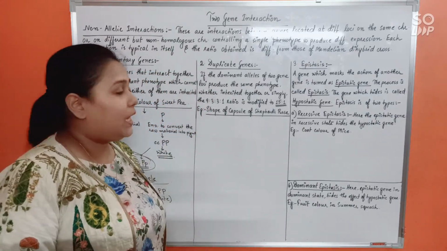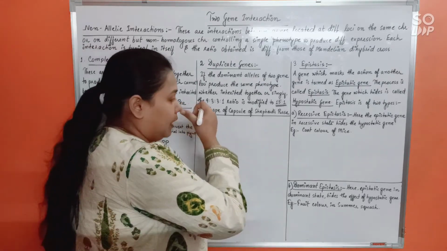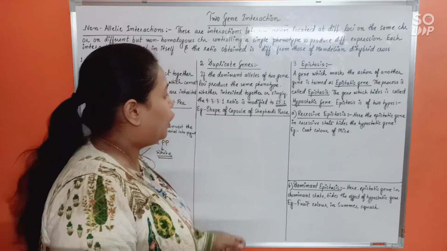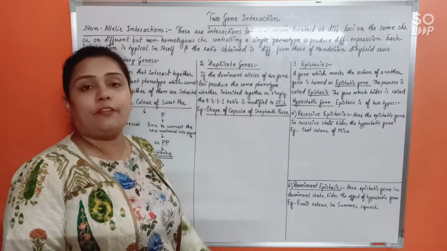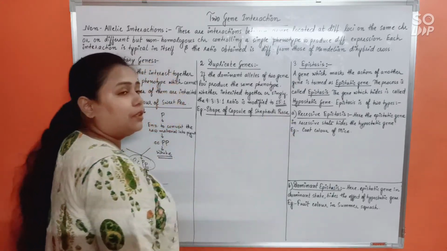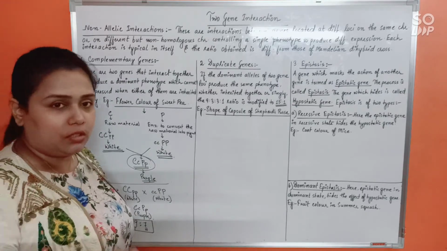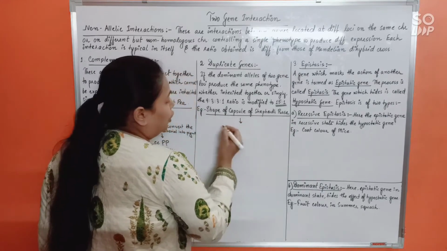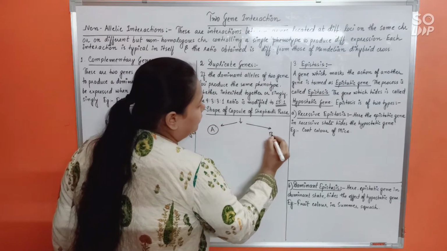The example that we are taking here is the shape of the capsule of shepherd's purse, Capsella bursa-pastoris. That's the scientific name of shepherd's purse. And the capsule is the fruit of shepherd's purse. So the shape of the fruit of shepherd's purse can be of two types, and it is controlled by two genes. So the shape of the capsule of shepherd's purse is under the control of two genes, A and B.